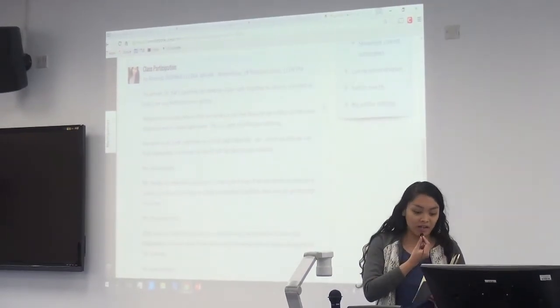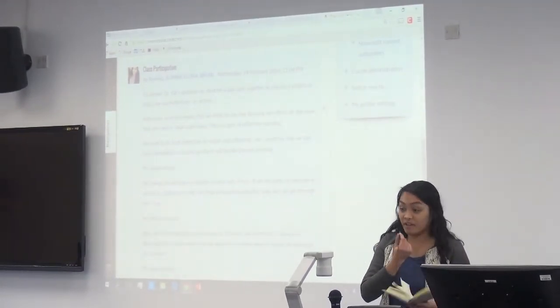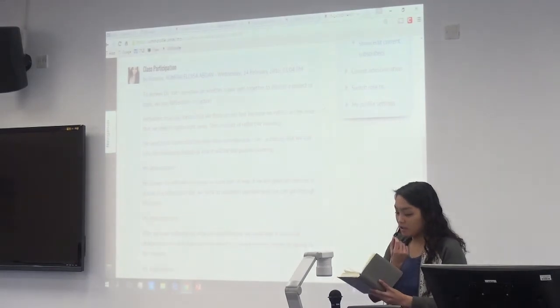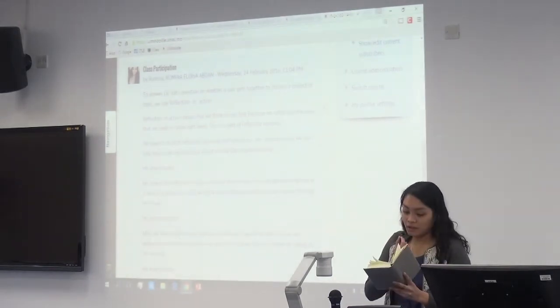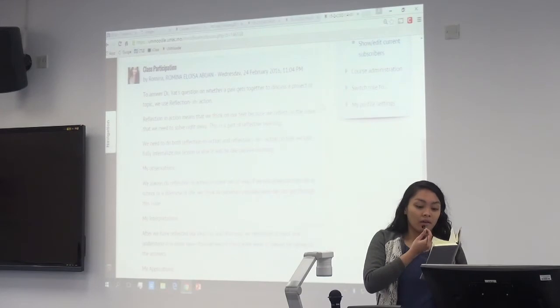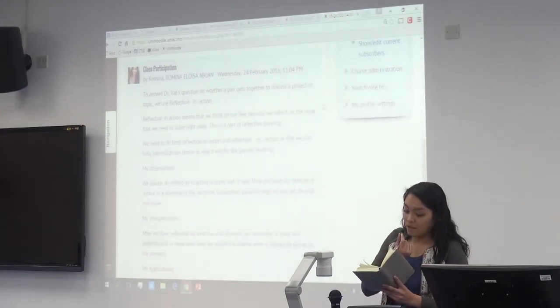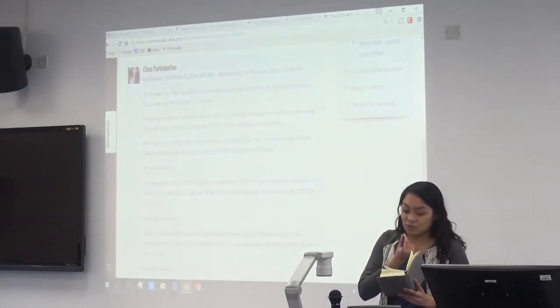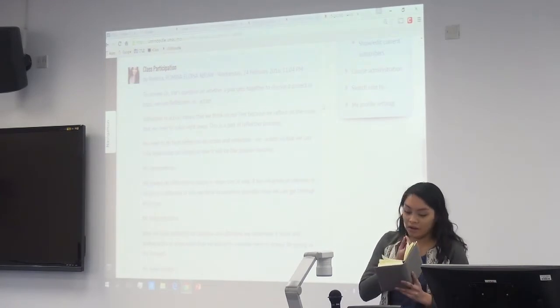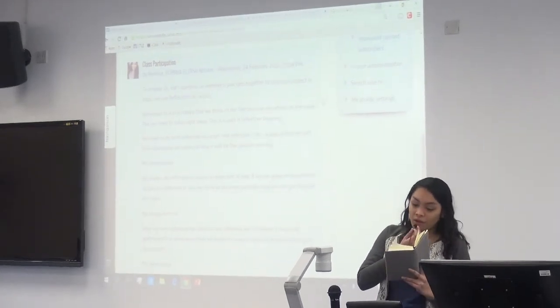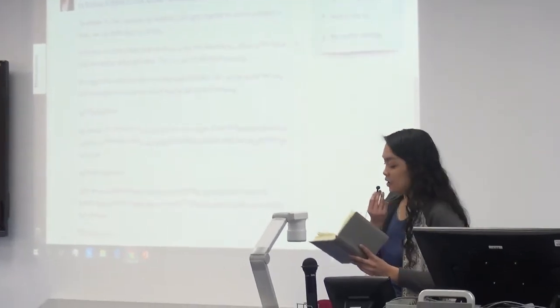If Sir Vat gave us a problem to solve in 5 minutes, we would be using reflection in action, because we would think on our feet and we would reflect on the issue to solve it right away. When we come to a problem, we do this all the time. Reflection in action means that we think on our feet because we reflect on the issue, like I said.